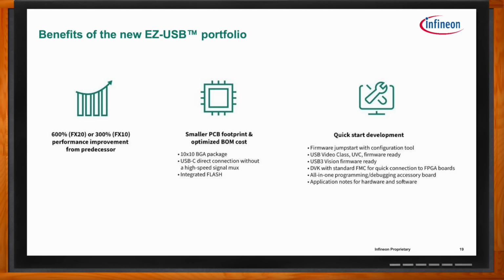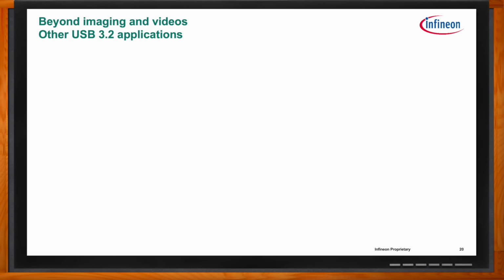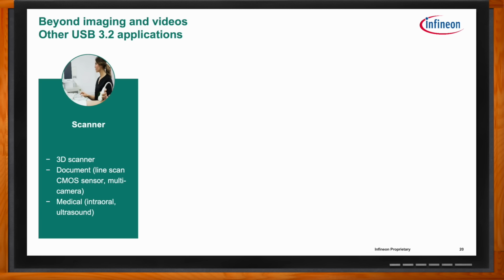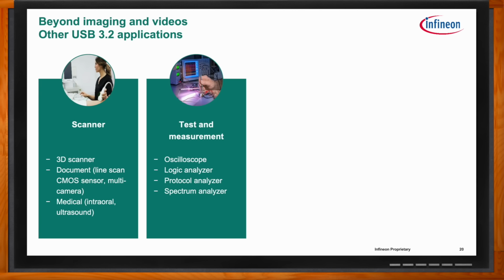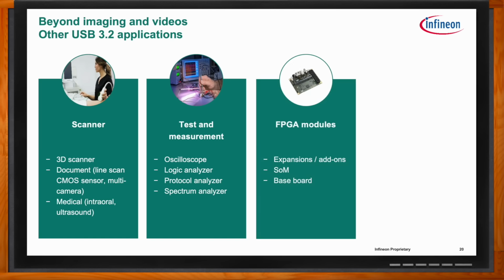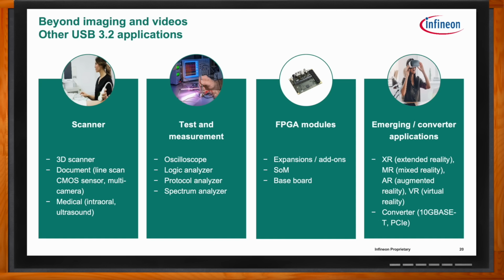Fantastic. Now, what kind of applications do you see USB 3.2 being a good fit for? The new higher bandwidth can be used in other applications such as scanners, test and measurement applications, and many others like the APG module for expansion or system on module. And of course, we want to see this new bandwidth open up more possibilities for emerging applications such as mixed reality headsets, or XR, MR, or AR. Also, to bridge from other interfaces into this high bandwidth USB, right? Converting from Ethernet or PCI Express to make this plug and play connectivity available for more people.